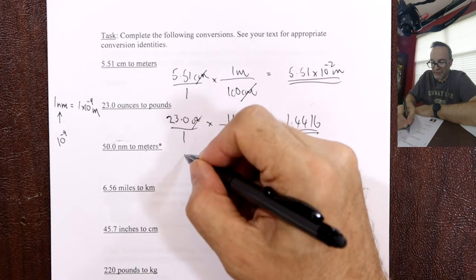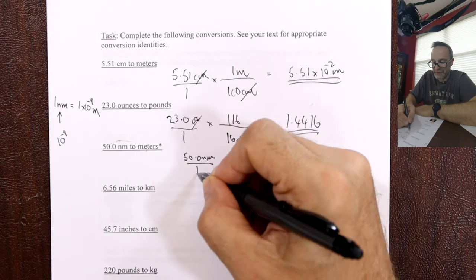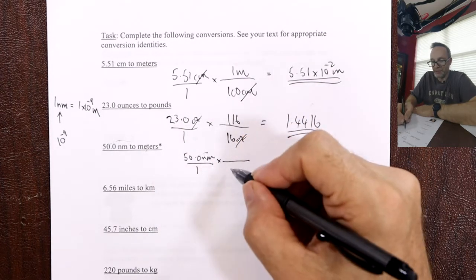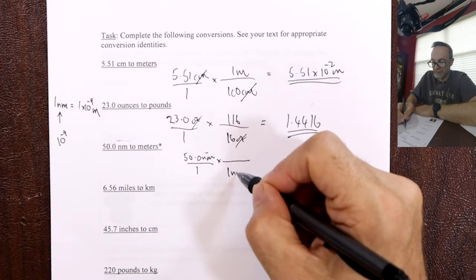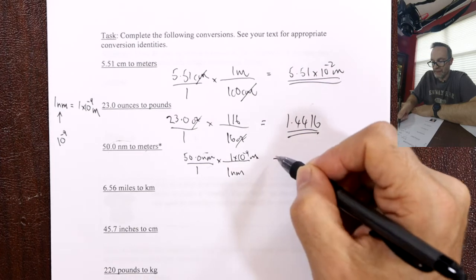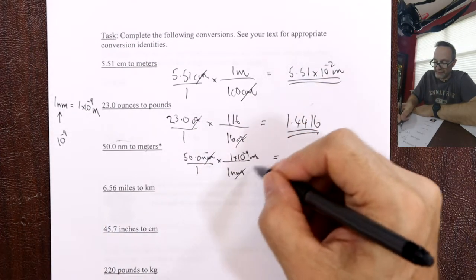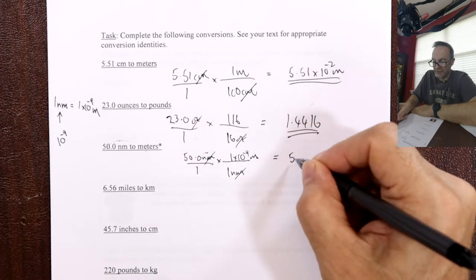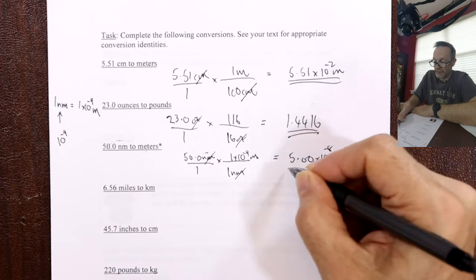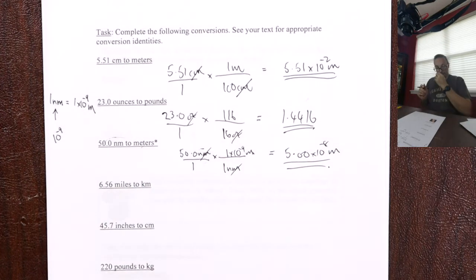So let's do that. So 50.0 nanometers. Maybe we measure that with an STM machine. What goes on the bottom? Careful, nanometers. 1 nanometer is a billionth of a meter. What do we get? That's cancelling. 3 sig figs, that's exact, that's 3 sig figs. Scientific notation, 5.00 times 10 to the minus 8. Fair enough.